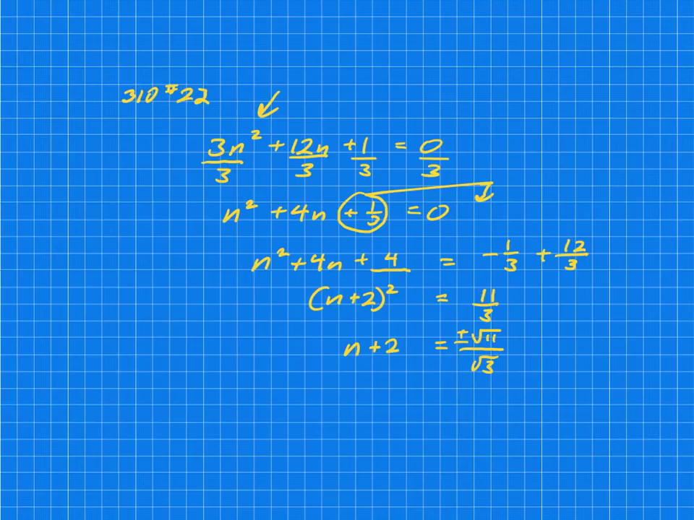We can simplify the radical on the right by multiplying the top and the bottom by the square root of 3, if you remember that from a previous chapter. So now I get n is equal to minus 2 plus or minus the square root of 33 over 3.